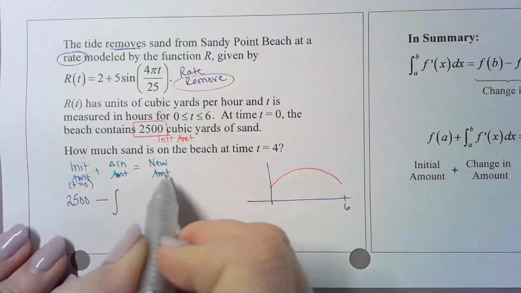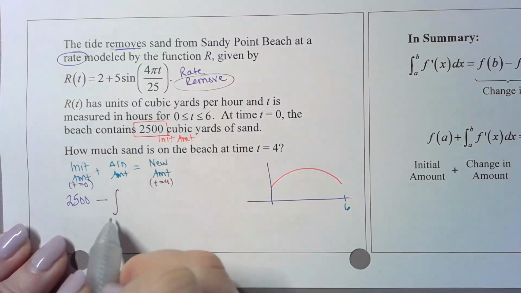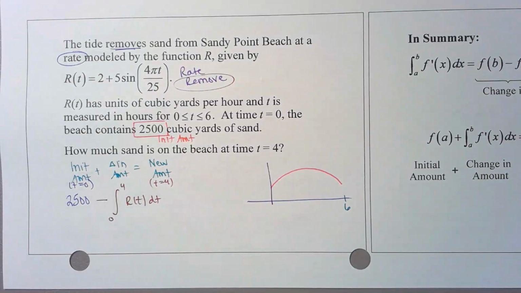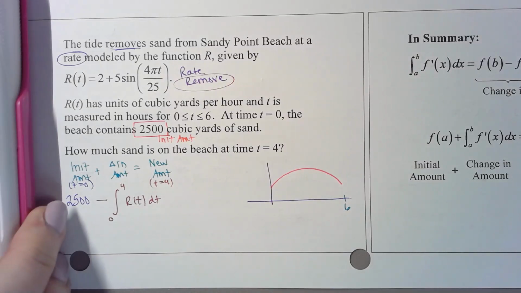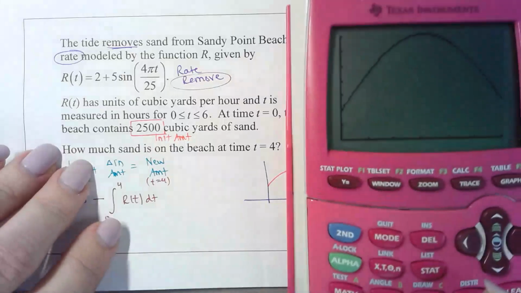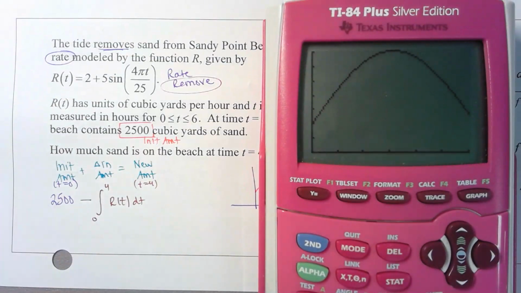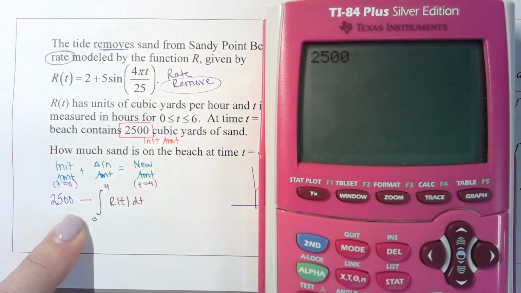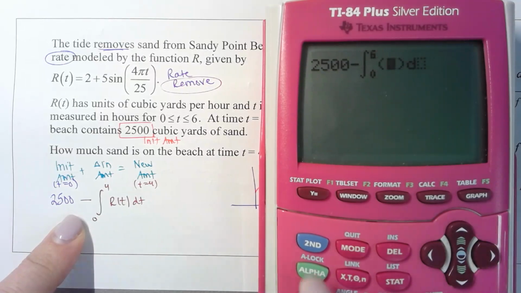Let's see, we started at time 0, we're trying to get to time 4, so I'm going to integrate from 0 to 4. So that's just kind of what I wanted to end with, is if we're talking about removing something, we're going to need to really pay attention to how that graph is working for us, right? We need to subtract. So I've got my 2,500, minus the integral from 0 to 4 of that function that's in y1.